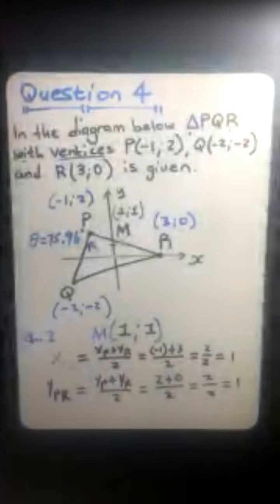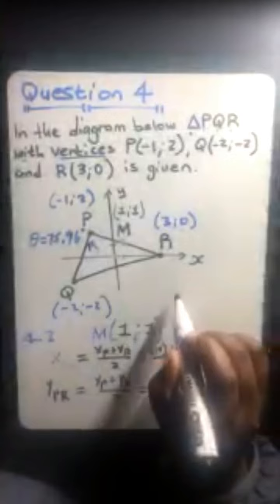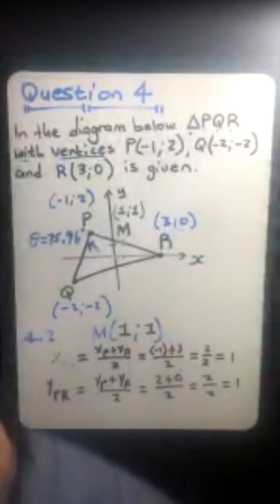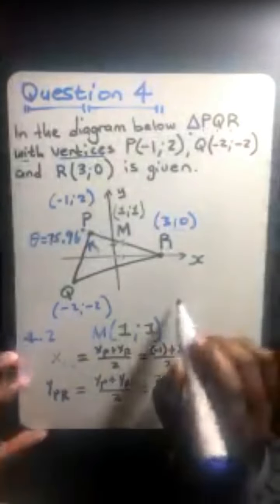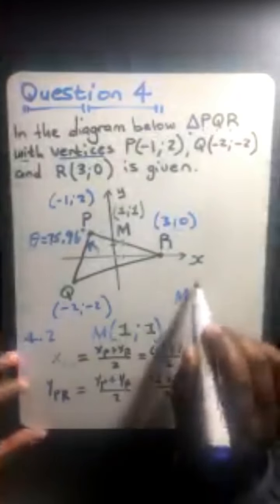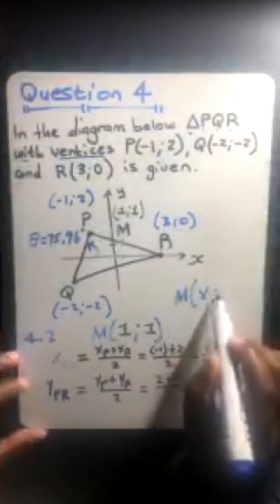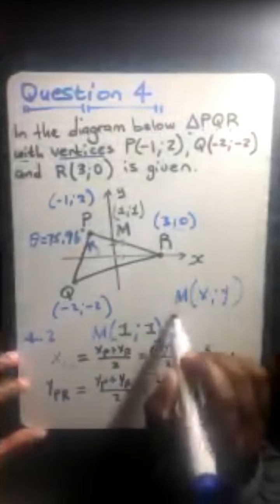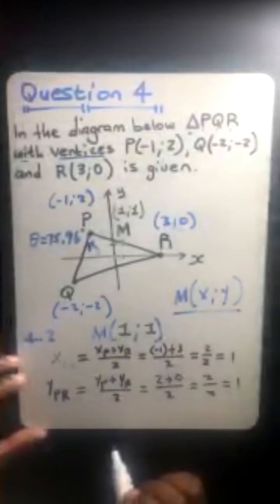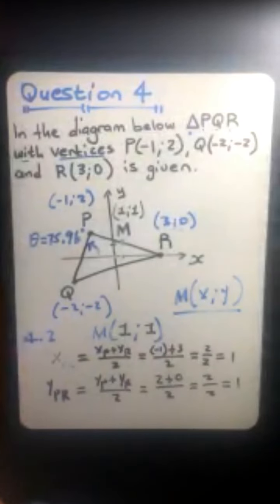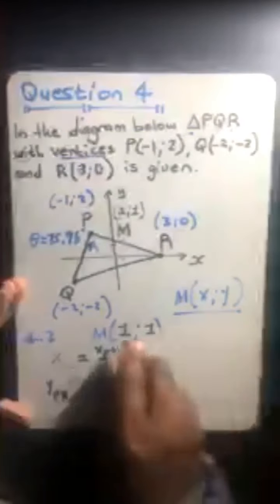How do we represent the coordinates? Ladies and gentlemen, the coordinates are going to be in the form of whatever the name of the point is, which in this case is point M, then you must give the X value and the Y value in that format. In that way, you have addressed the question which says determine the coordinates of whatever point the examiner would want you to calculate.